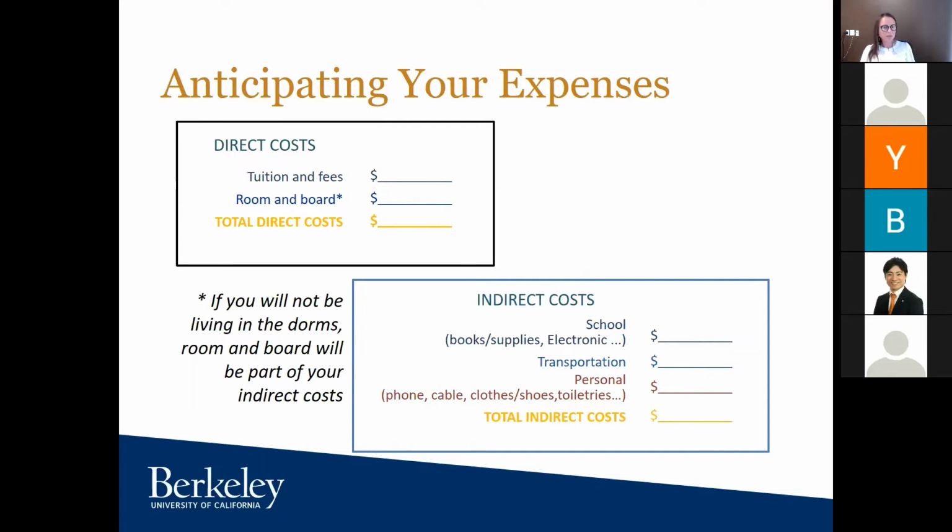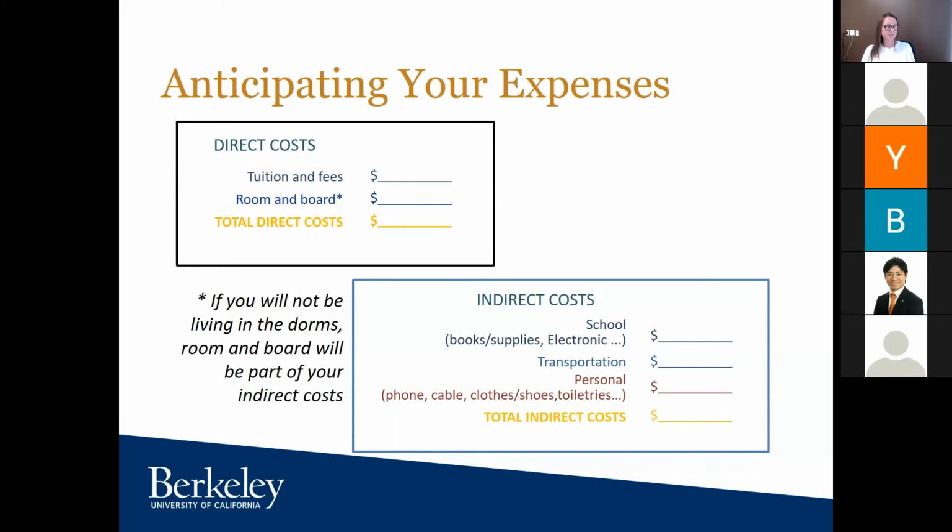So these will be either direct costs, which are things like tuition and fees, and if you live on campus, it would also be your room and board. And then you have your indirect costs, which if you live off campus, would include your room and board. It also includes any of your school supplies, books, or any sort of technology you need, a computer, a tablet, anything like that. Your transportation, that's an important one if you're living off campus, getting a good sense of how much it will cost you.